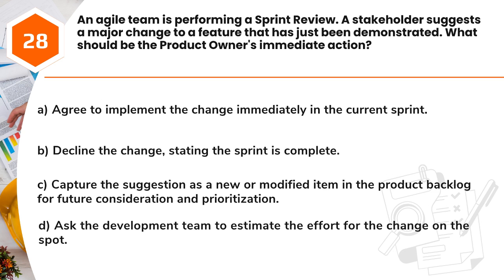Question 28. An Agile team is performing a sprint review. A stakeholder suggests a major change to a feature that has just been demonstrated. What should be the product owner's immediate action? A. Agree to implement the change immediately in the current sprint. B. Decline the change, stating the sprint is complete. C. Capture the suggestion as a new or modified item in the product backlog for future consideration and prioritization. D. Ask the development team to estimate the effort for the change on the spot.